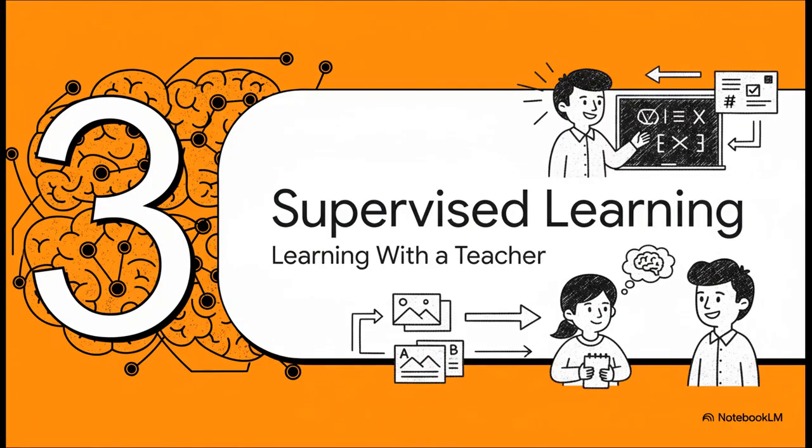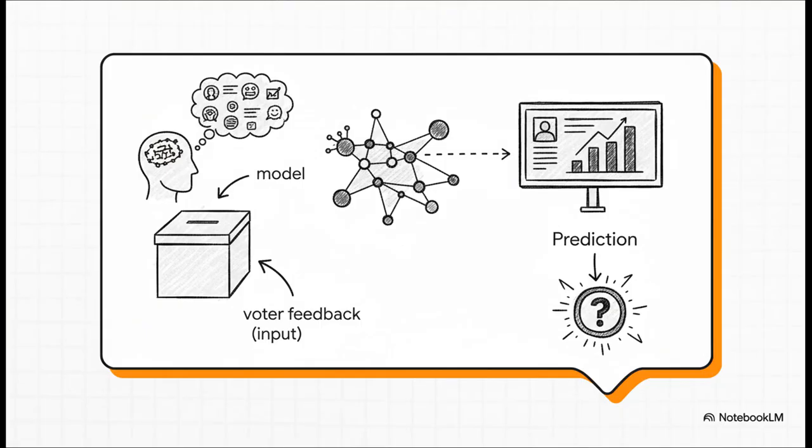Now, it turns out there are a few different ways that machines can learn. The first, and probably the most common, is called supervised learning. The best way to think about this is like a student learning with a teacher who already has the answer key. Here's a perfect analogy for you.